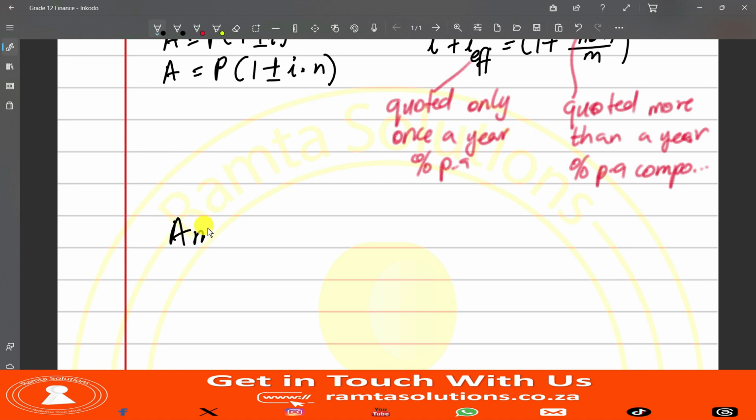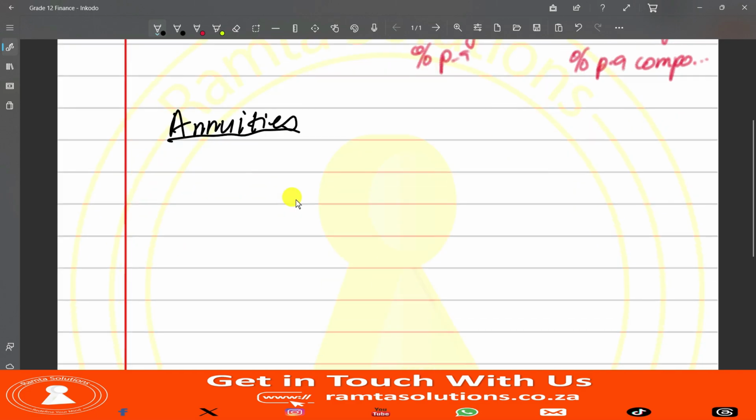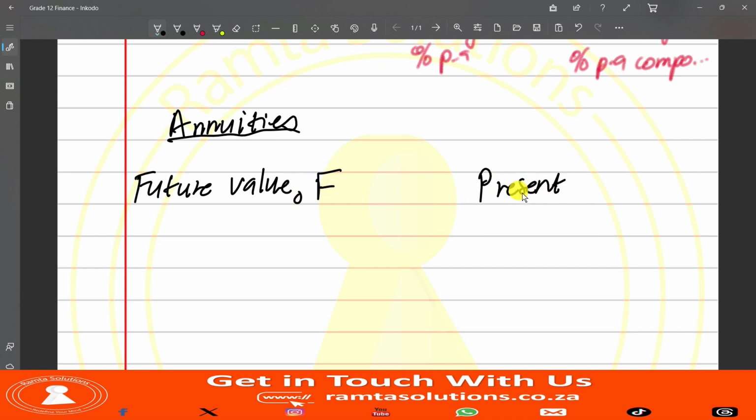Okay. You then head to annuities, because you are in grade 12. Now, in annuities, we have two types. We have future value annuity, and then we have present value annuity. I'm going to say future value F, and present value P.